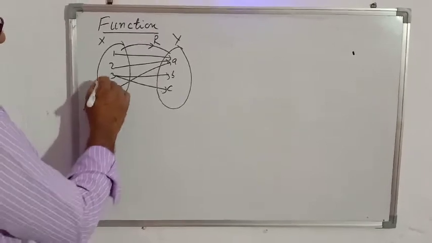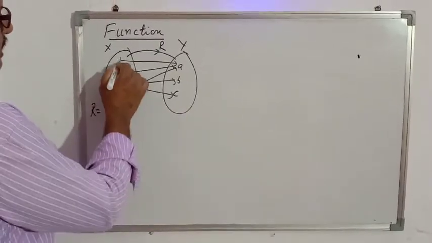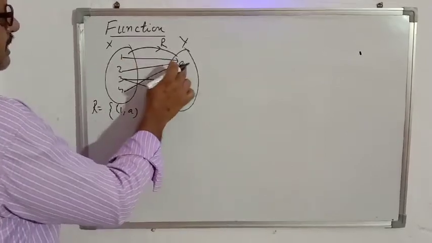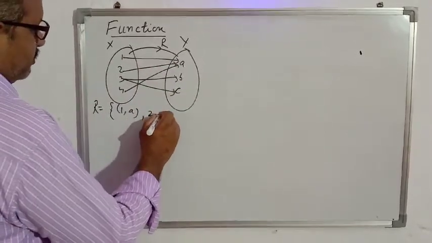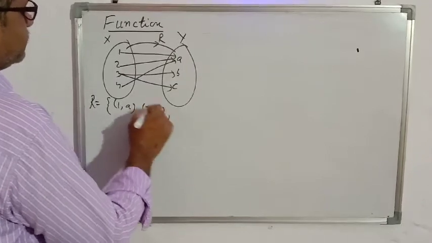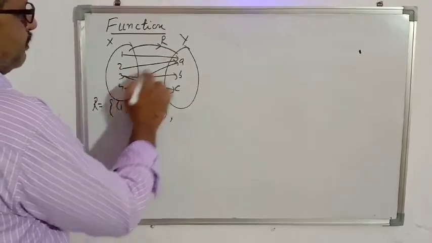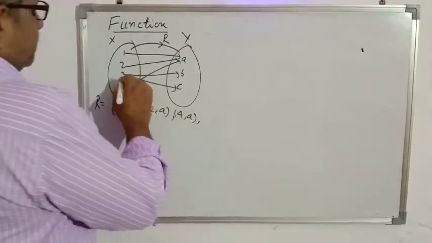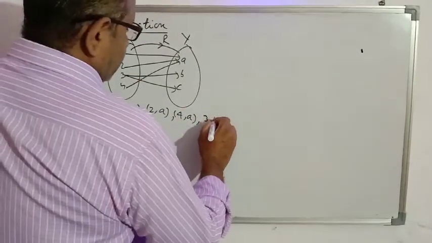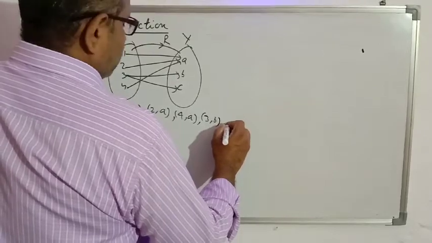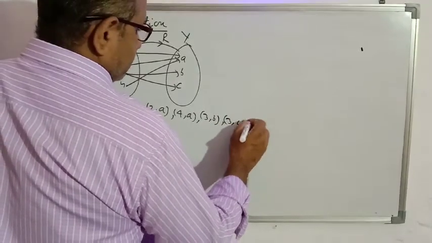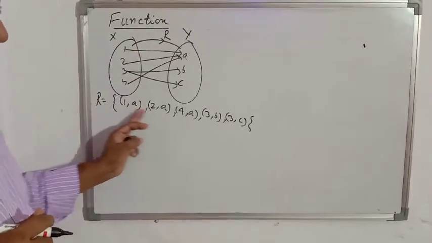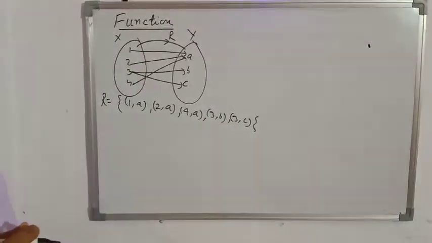If we write it in roster form, in the form of ordered pairs, we will write: 1a, 1 is connected to a, 2a, 4a, 3b, 3c. We can write this relation in the roster form like this.